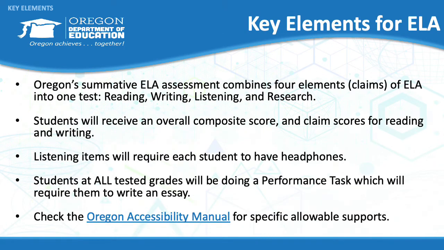Oregon's summative assessment in ELA combines 4 elements, or claims, of English language arts into one test: reading, writing, listening, and research. Students will receive an overall composite score, as well as claim scores for reading and writing. As in previous years, listening items will require each student to have headphones. Students at all tested grades will be required to participate in a performance task which will require them to write an extended essay. Check the Oregon Accessibility Manual for specific allowable supports.